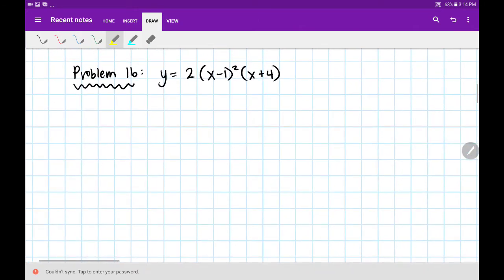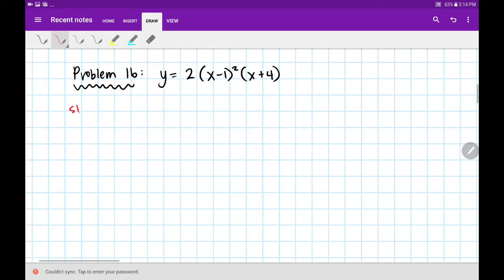Alright, problem 1B. So we need to graph this. Step 1 says, find your x-intercepts. How do we do that? Well, we'll always set the function equal to 0. Now last time I said you should be able to tell how many x-intercepts there are by counting the x's. In this case, we have 1, 2 x's, so we'll only have 2 x-intercepts.